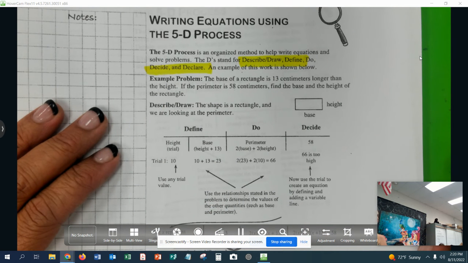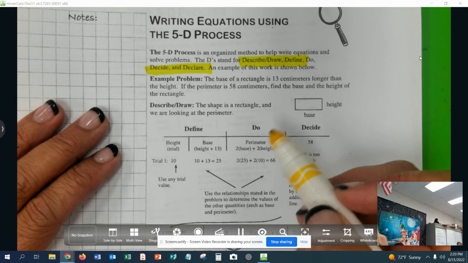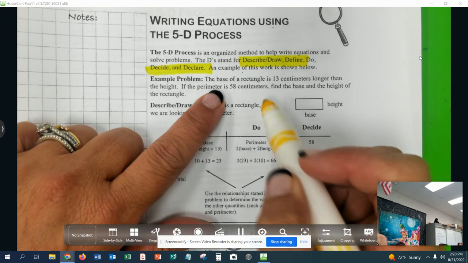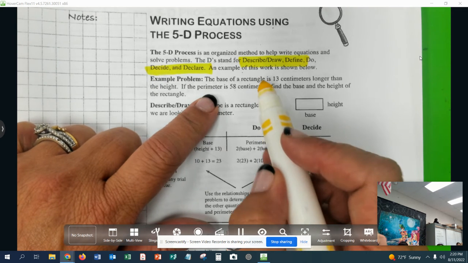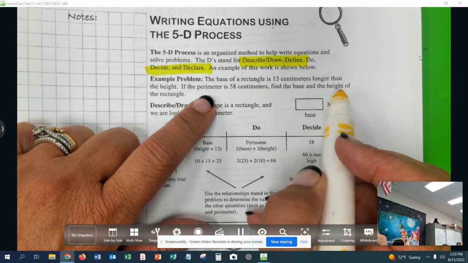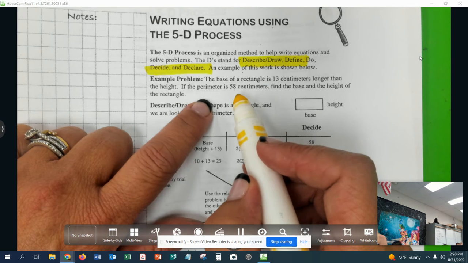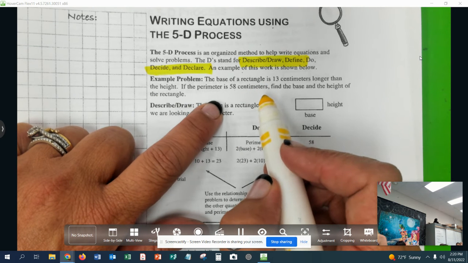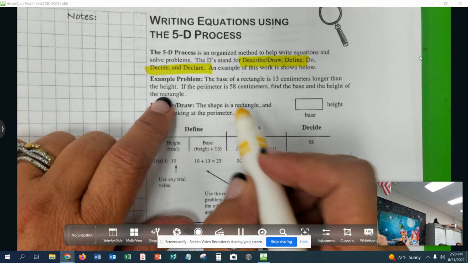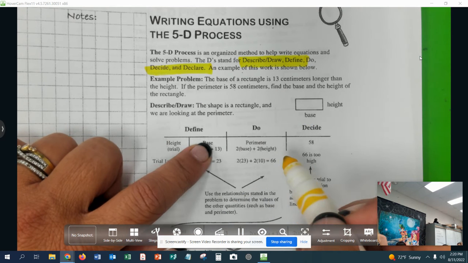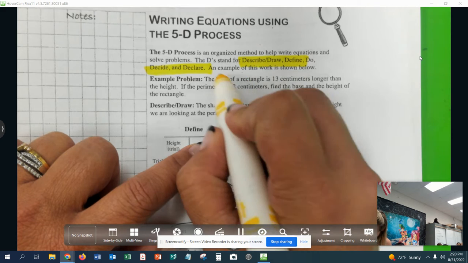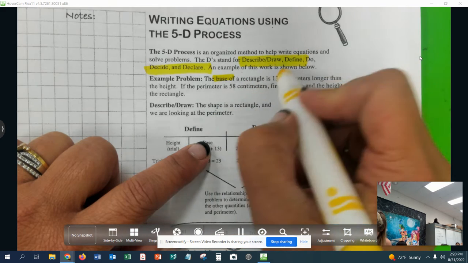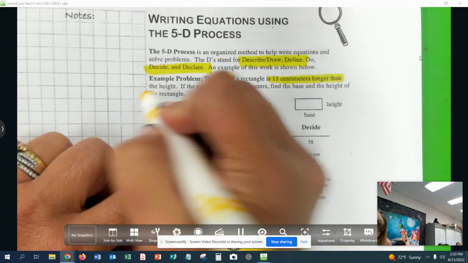So we're going to read the example word problem, and then we're going to do it. Let's highlight. The first thing I want to do is read it. The base of the rectangle is 13 centimeters longer than the height. The perimeter is 58 centimeters. Find the base and the height of the rectangle. Well, let's highlight the numbers.